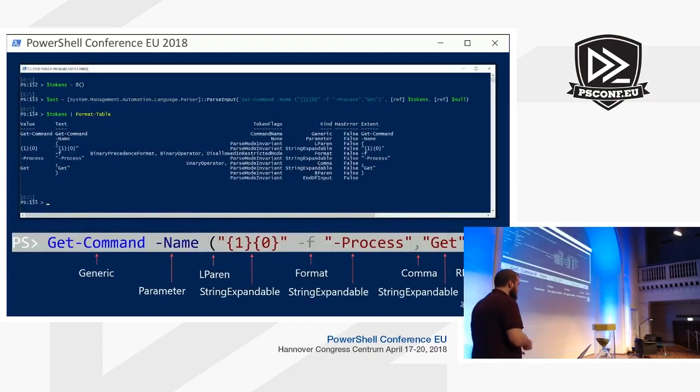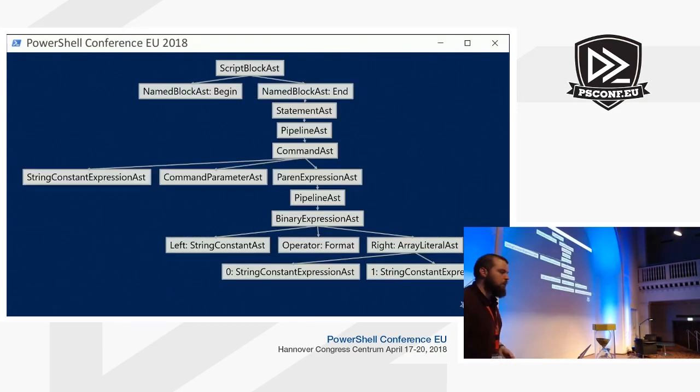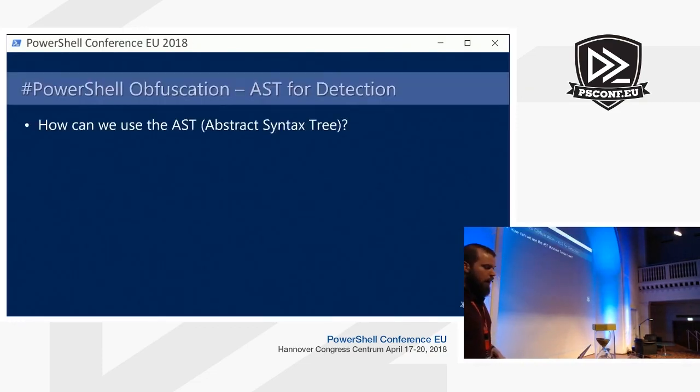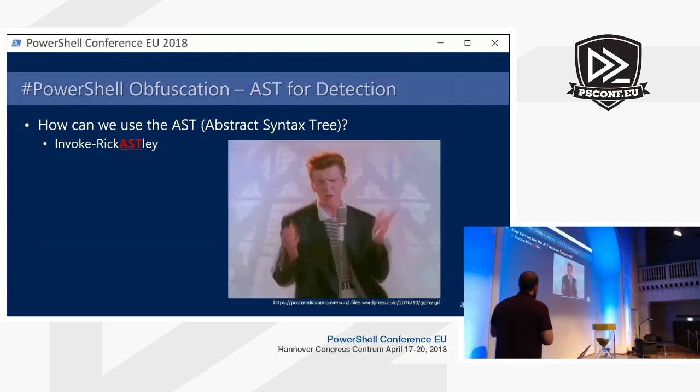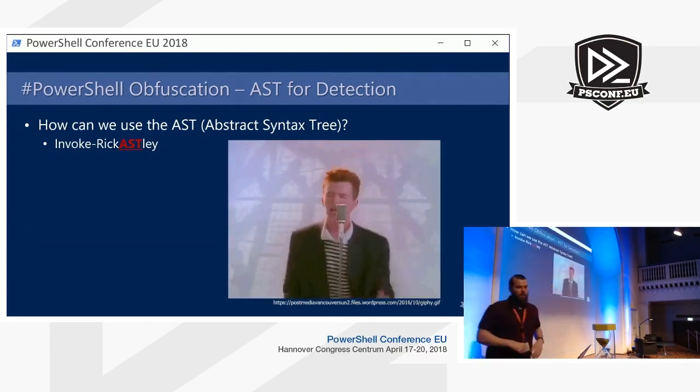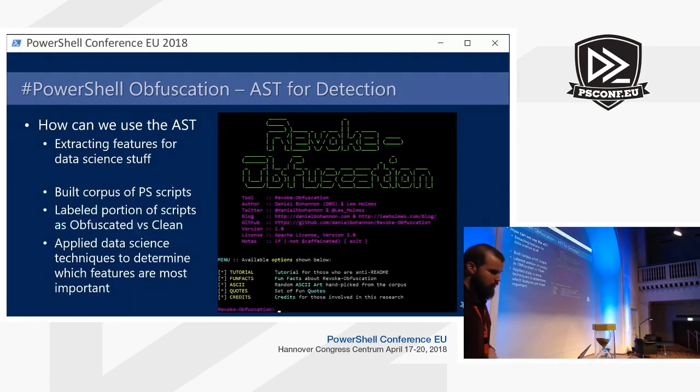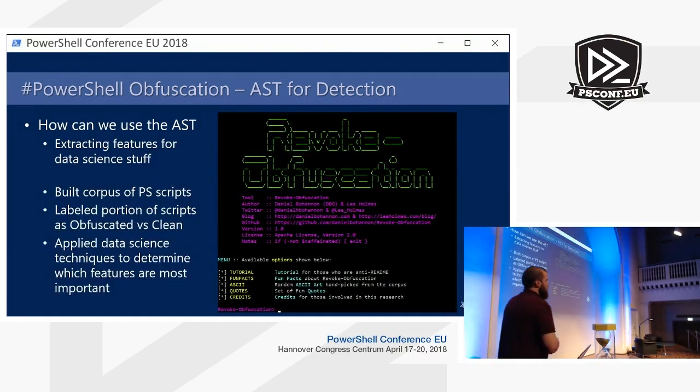So if you tokenize any given command in PowerShell, it'll say, hey, here's the generic bare word, here's the argument, here's the string, here's the operator, etc. But what's awesome about the abstract syntax tree is it shows you the relationship of all of those tokens. So how can we use the abstract syntax tree? Well, we can use it in Rick Astley memes if we want to, because the AST is conveniently in his name, or we can actually use it a little more intelligently and do cool data science stuff.